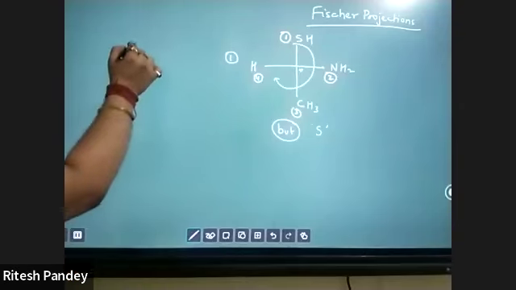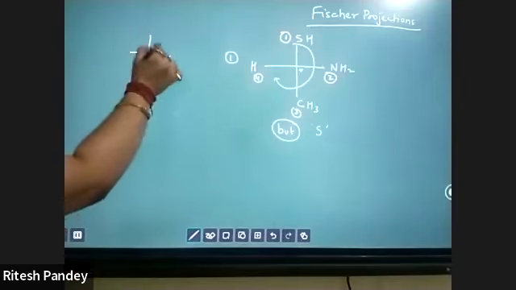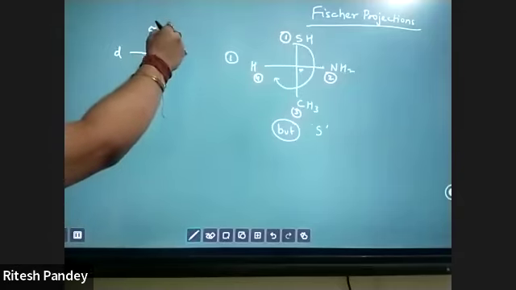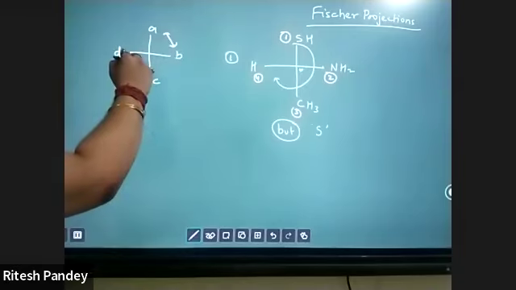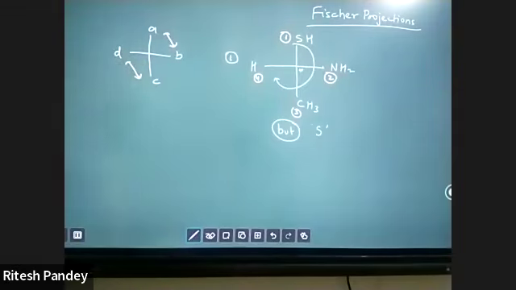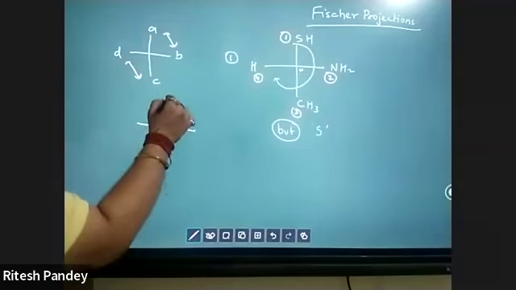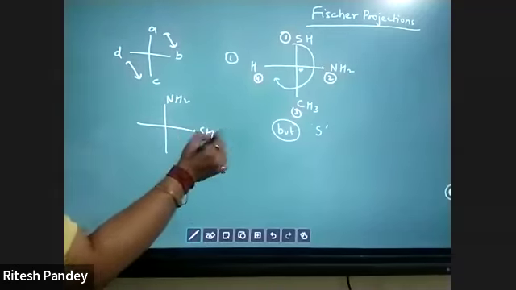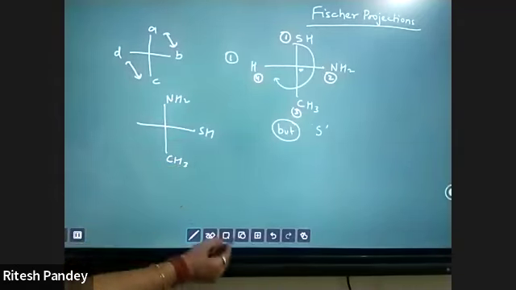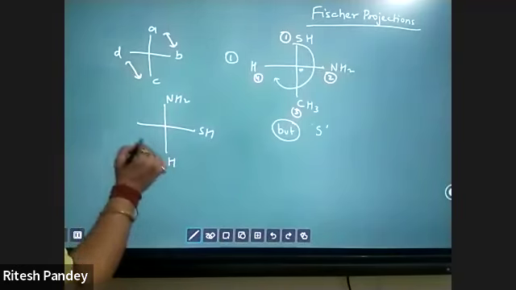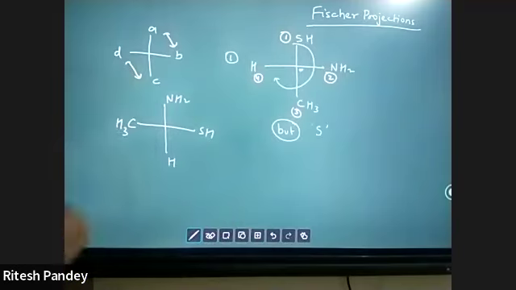You can have an even number of changes in the sense that, if you have 4 groups like A, B, C, and D, I've told you in the past, you can exchange them in this manner. So when I put this in practice in this particular compound, I'll have NH2 going up, SH coming down, CH3 coming here, sorry, hydrogen coming here and CH3 coming here.